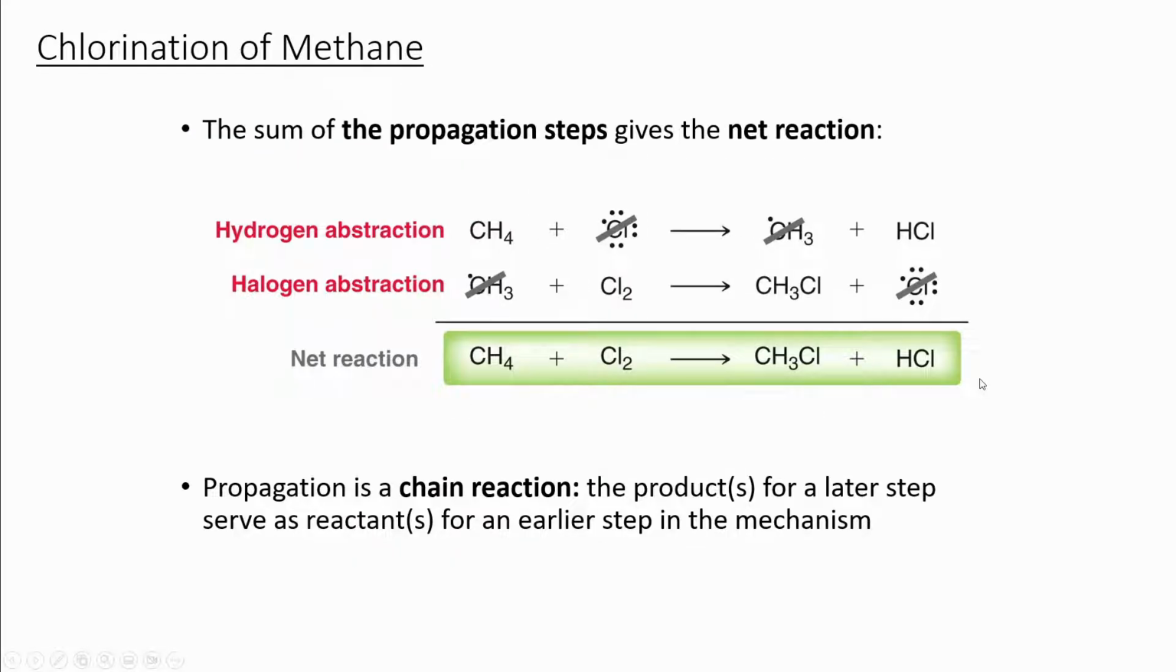The sum of the propagation steps can give the net reaction. In this case, one molecule of methane can combine with one molecule of chlorine to form methyl chloride and hydrochloric acid. During the propagation step, a chain reaction is occurring. The products for the later steps will serve as the reactants for the earlier steps in the mechanisms.